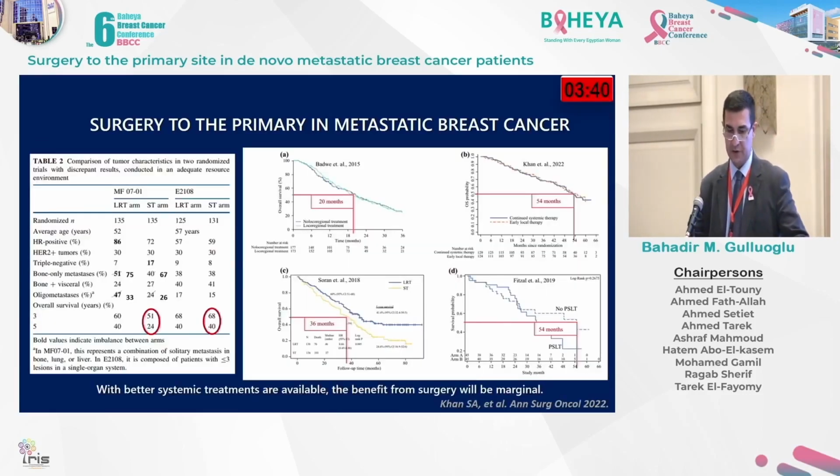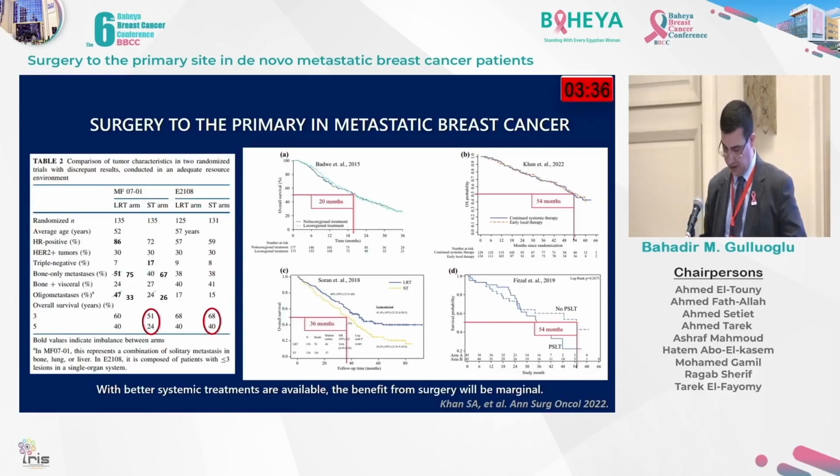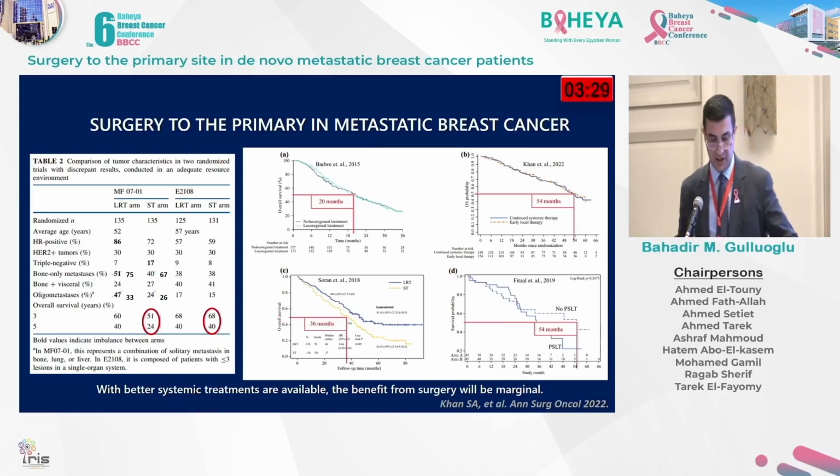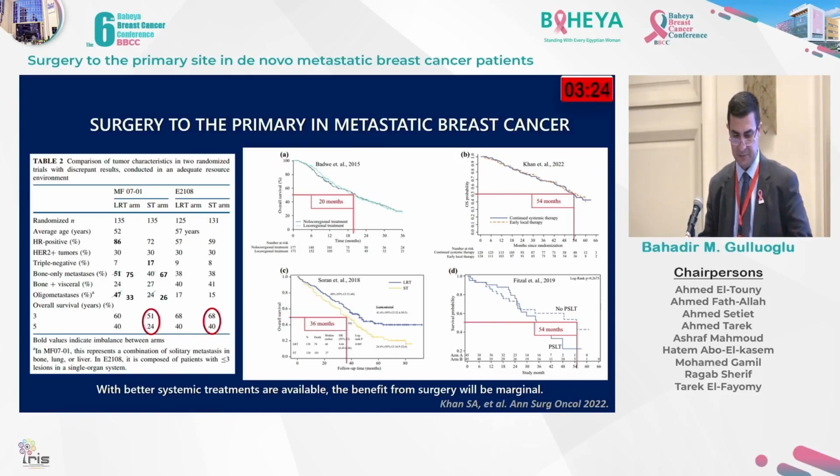And of course, when you compare the American study and the Turkish study, you can see that, if I can show you here, the surgical arm survival is the same in the 3rd and the 5th year. 60% overall survival in the 3rd year in the surgical arm in the Turkish study, 68% in the North American one, and at 5 years, there's no difference. The difference is in the systemic treatment arm. So the Turkish trial has a lower survival than the American one.